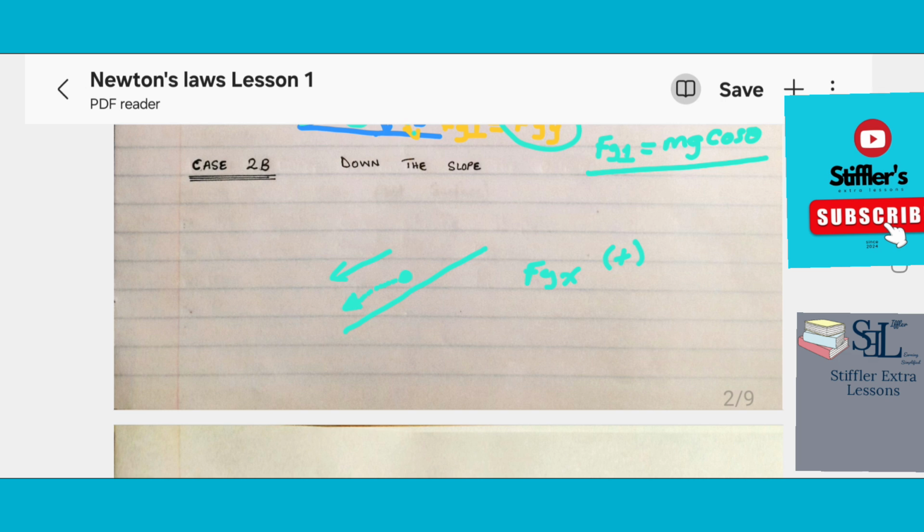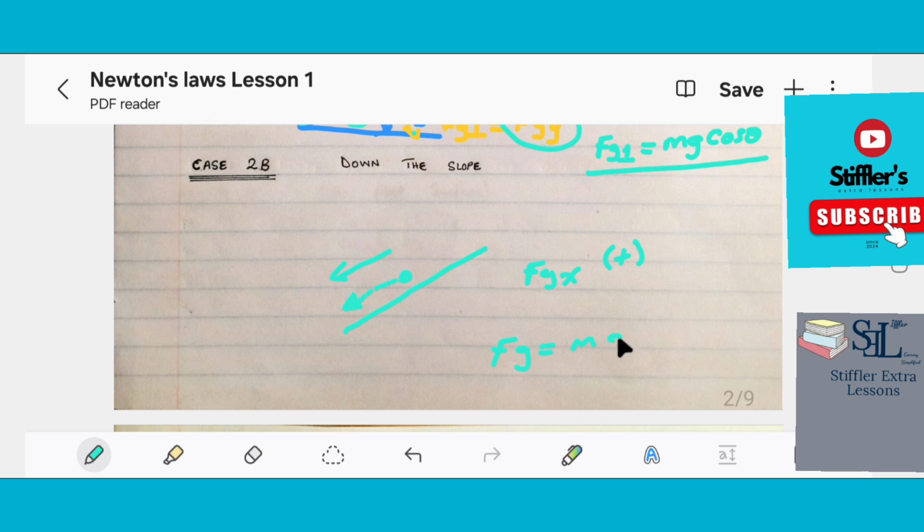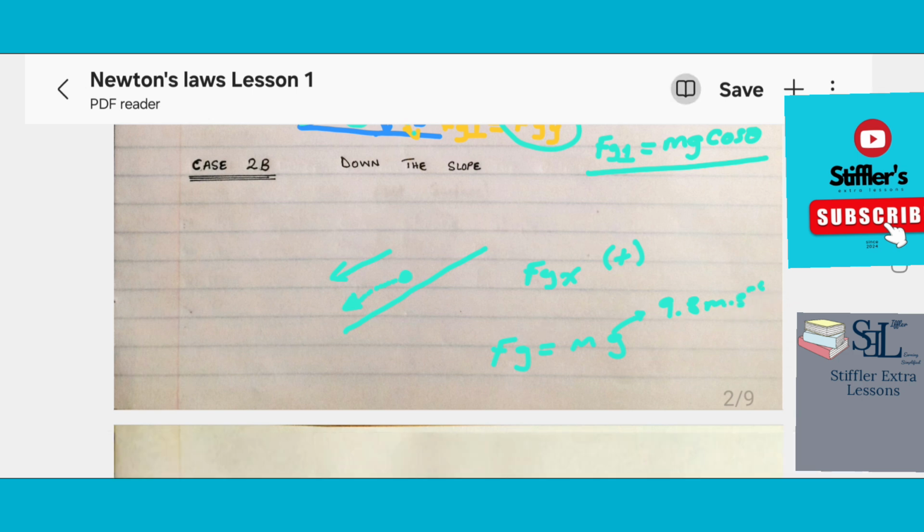So don't forget the formula to calculate the gravitational force itself. We said Fg is equal to mass times gravitational acceleration, which is constant. We said it is 9.8 meters per square second when we're talking about the KEPS syllabus.